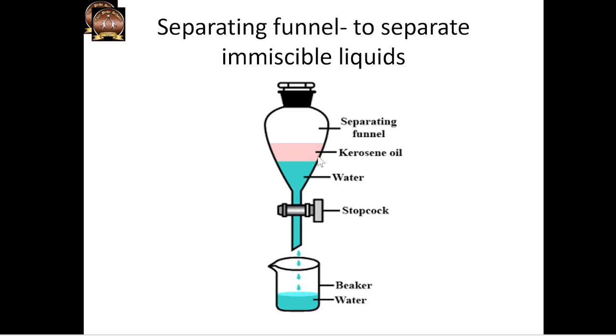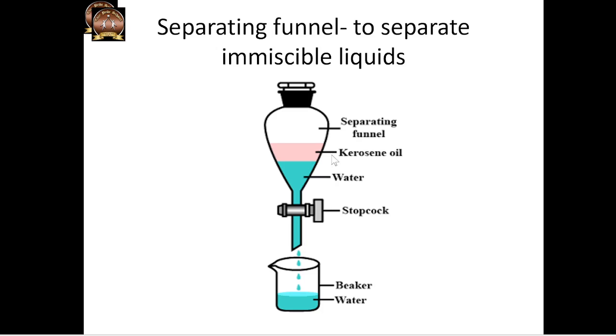Decantation can be used to separate immiscible liquids, but it is not a perfect method. You cannot achieve a perfect separation using the decantation process unless you use a particular apparatus called a separating funnel. A separating funnel is basically a funnel which has a stopcock fitted at its mouth. The stopcock can control the flow of liquid from inside the funnel through the outlet.